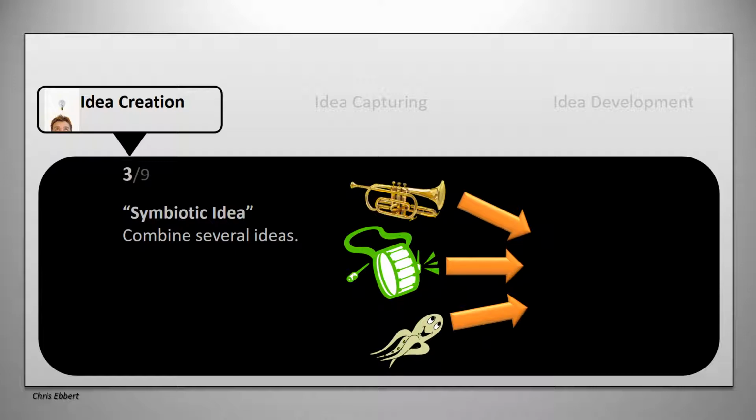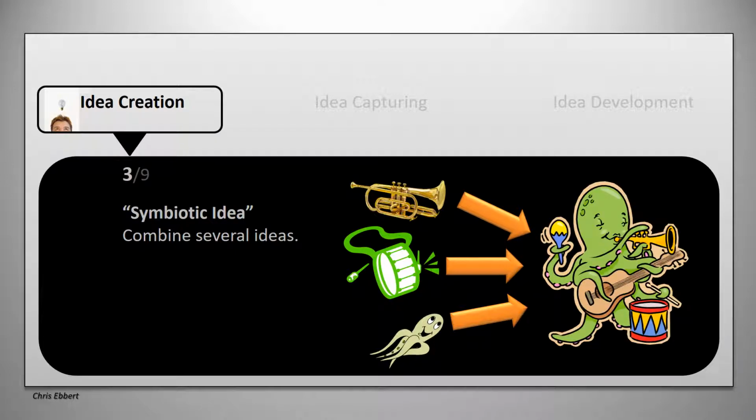You can do this. You can create a symbiotic idea. So you combine several things into one, and that could be like this. Yeah, you combine a trumpet and a drum and an octopus, and you get that thing. And it's done a lot. There's a lot of mixing going on right now.